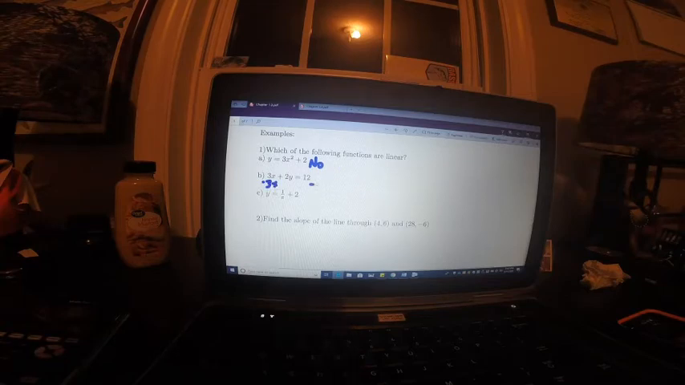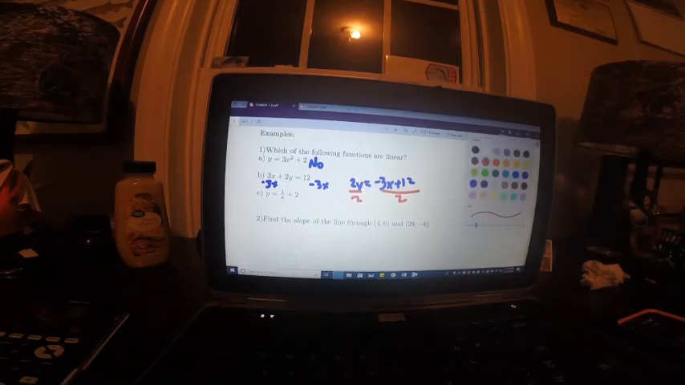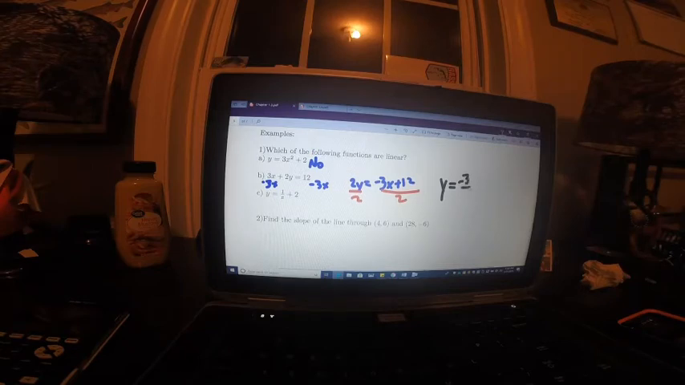If I do that, after that step, I'm going to wind up dividing by 2 to get y by itself. So I get 2y equals negative 3x, because I like to put the x's first, plus 12. Now, if I divide by that 2, divide by 2 on both sides, and I simplify it, what I get is y equals negative 3x over 2, or negative 3 over 2x, however you want to write it.